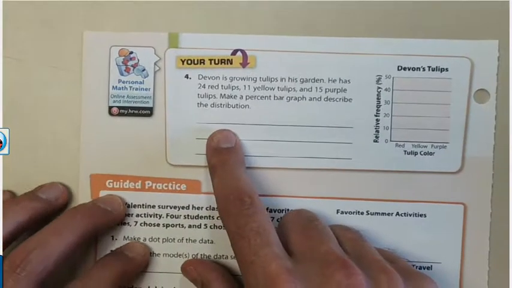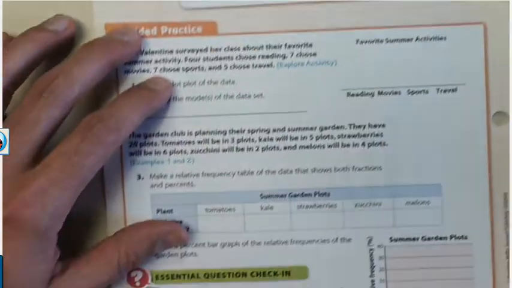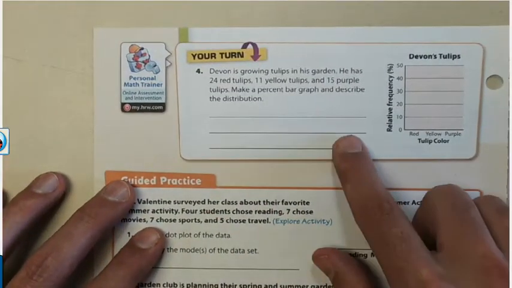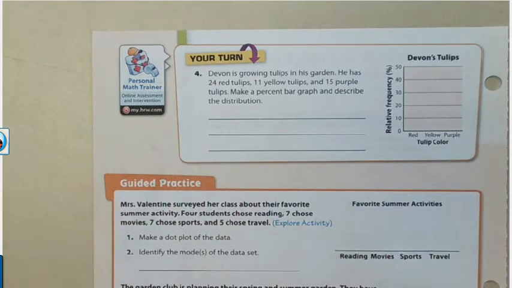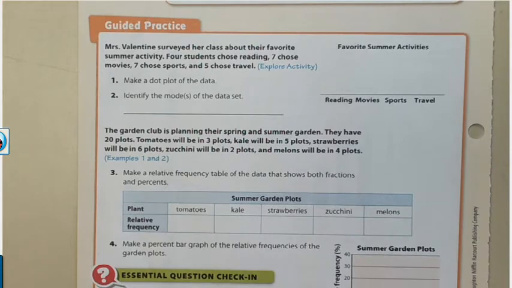I want you to go back after we're done with the guided practice. I want you to try the your turn, number 4. That's on the back of page 514. Try it on your own. If you go online, you can click on the personal math trainer for help if you would like. Bring it to class. Alright, now we're going to do the guided practice together.